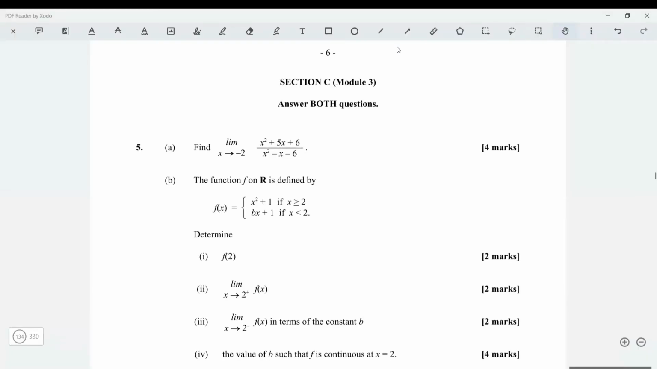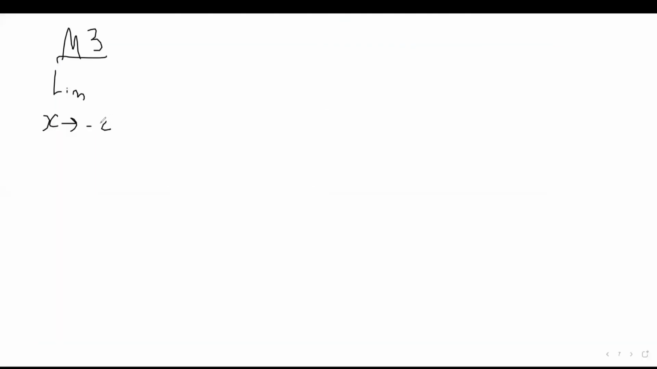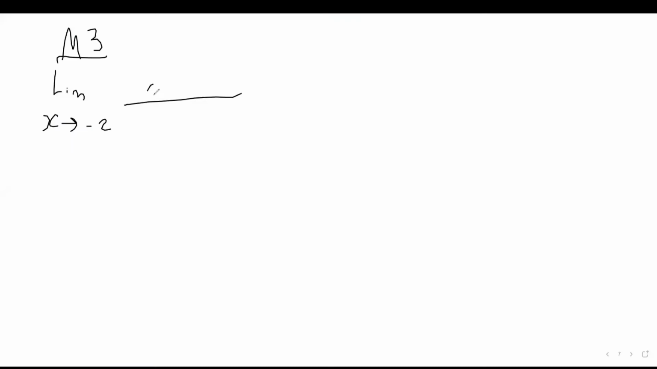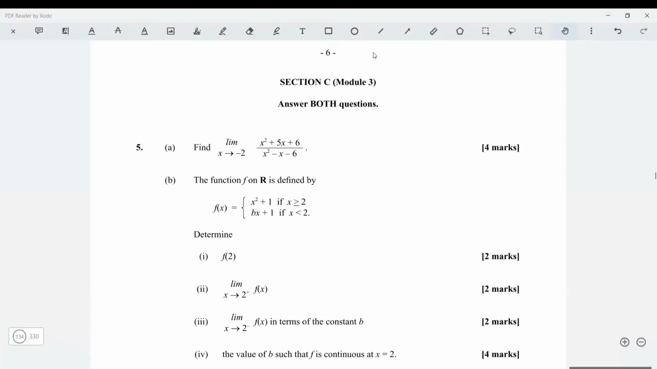So they tell us now, this is module 3. Evaluate the limit as x approaches -2 of x squared plus 5x plus 6, being divided by x squared minus x minus 6.